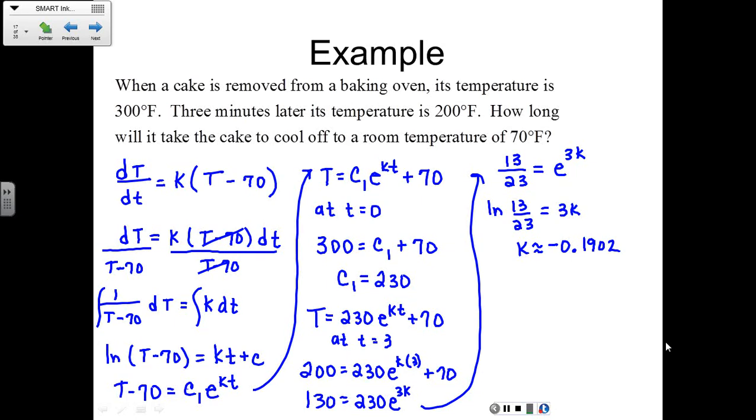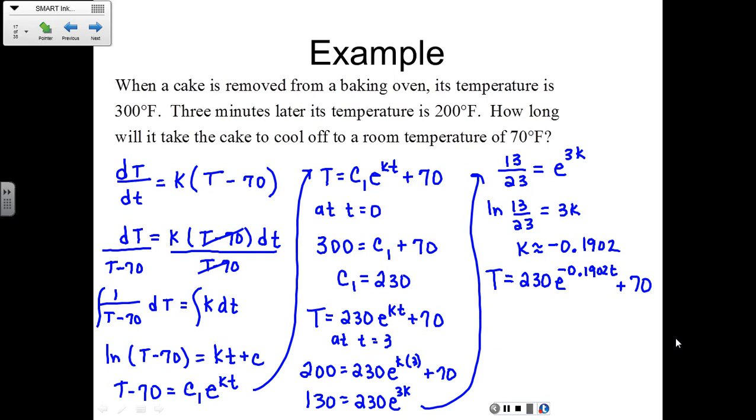Okay. So here's my model again. My better model: T is equal to 230 e to the negative 0.1902 t plus 70. So now I'm ready to answer my question. All that work was just getting my model set up, okay? We need an actual answer to the question now. So, how long will it take the cake to cool off to a temperature of 70? Plug in 70 for T and solve it for little t, right?